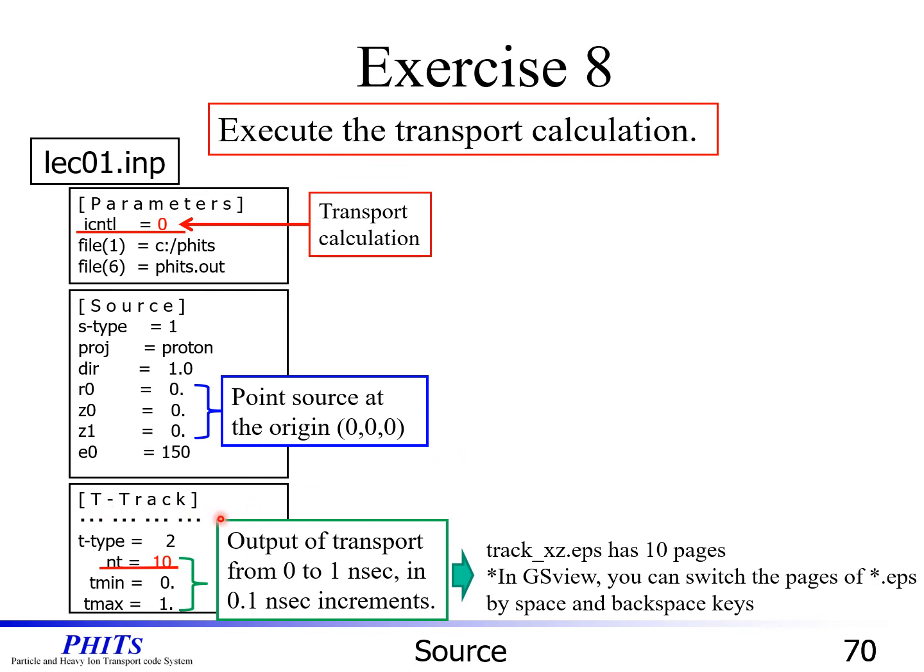Although we will learn the details of this section in the second basic lecture, here, please set nt equals 10, and then execute PHITS. This setting gives output of the transport simulation of 10 pages. After running PHITS, please open the track.eps file. Each page means an output of the transport simulation from 0 to 1 nanosecond in 0.1 nanosecond increments.